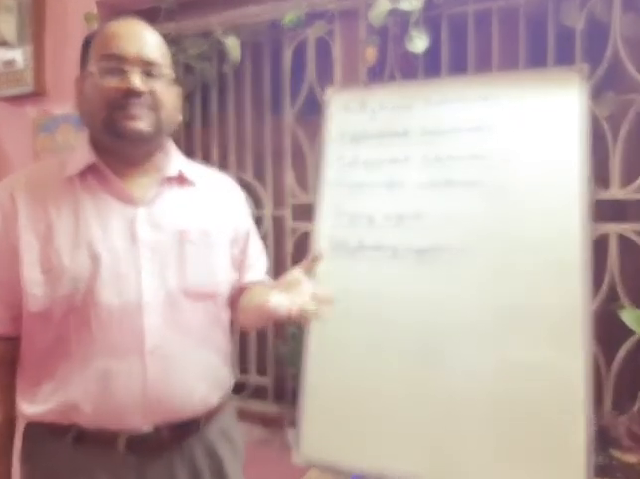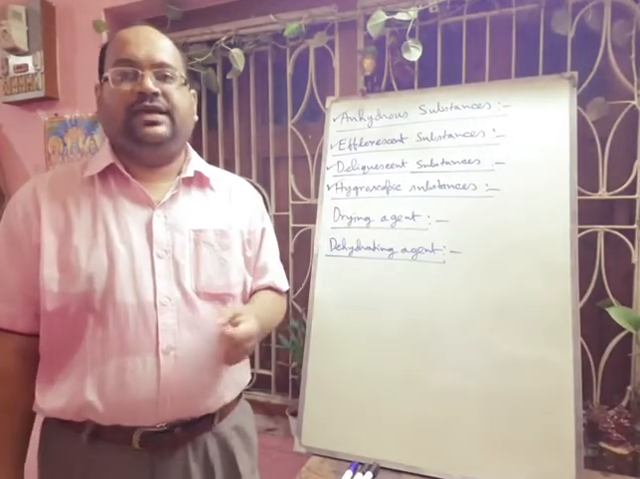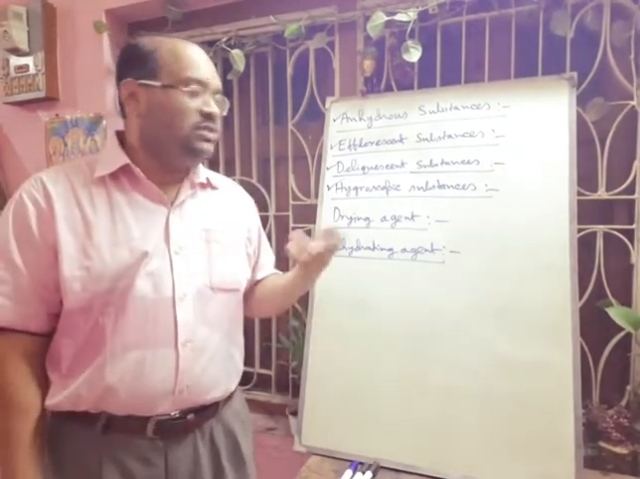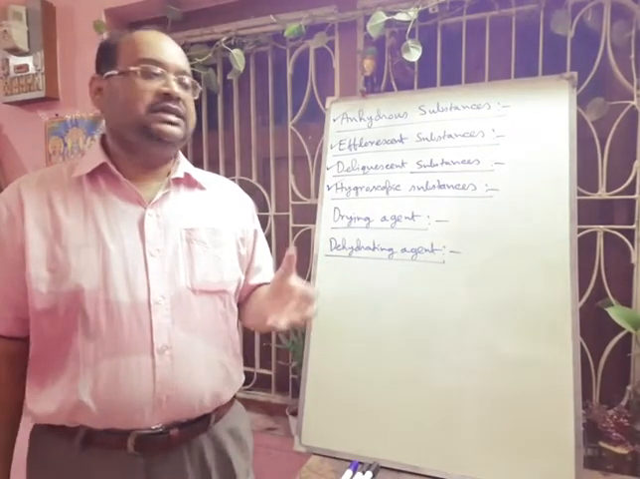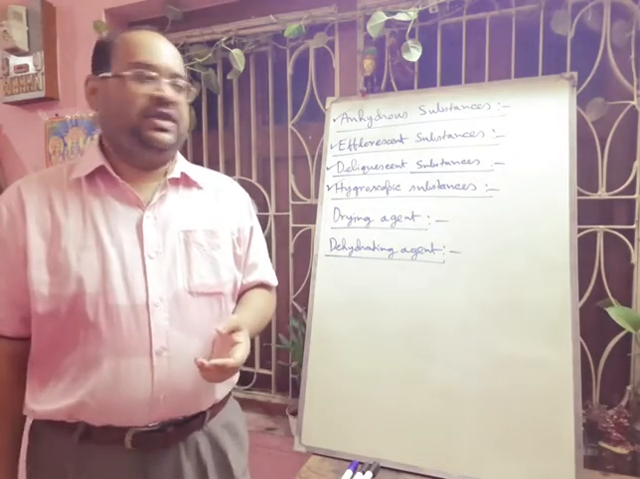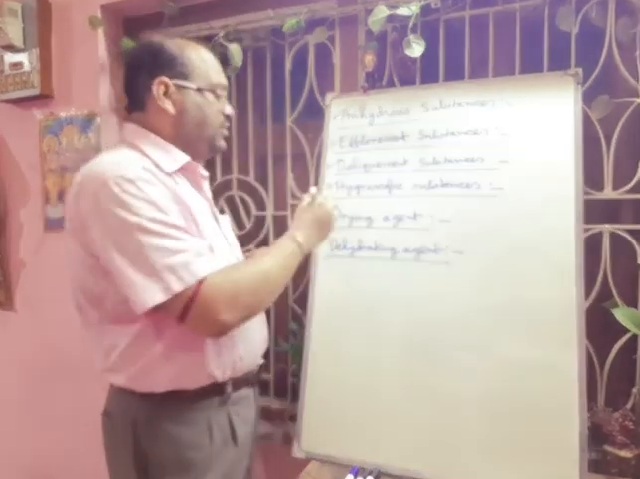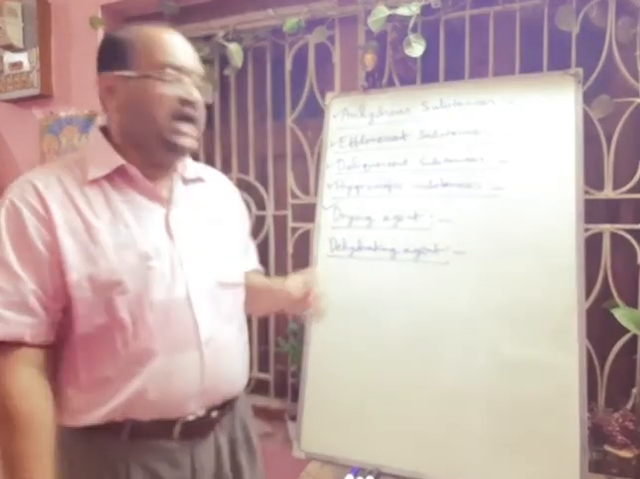And hygroscopic substances may be not only solid, there may be liquid hygroscopic substances as well. Examples we can give are concentrated sulfuric acid, phosphorus pentoxide, calcium oxide, silica gel, and anhydrous calcium chloride, etc. Next we will discuss one very important thing, that is called drying agent, and another is dehydrating agent.